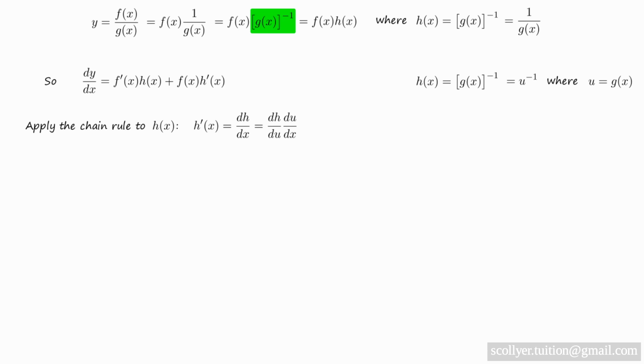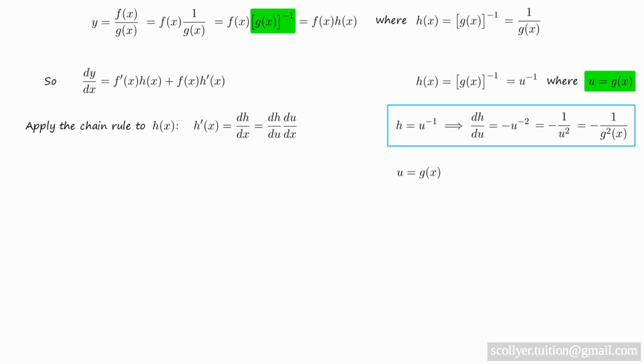times du by dx. Now h equals u to the minus 1, so dh by du equals minus u to the minus 2, which equals minus 1 over u squared. And since u equals g of x, we have that dh by du equals minus 1 over g squared of x, where g squared of x means g of x times g of x.